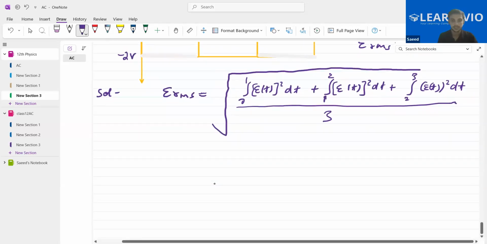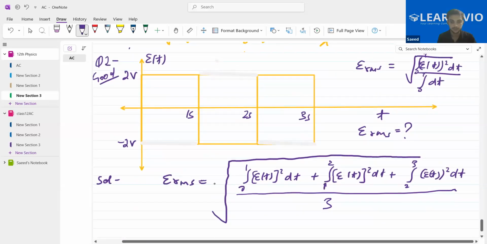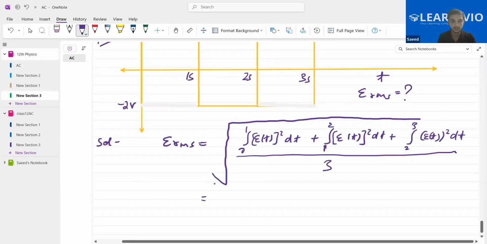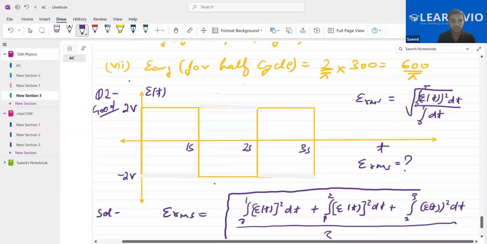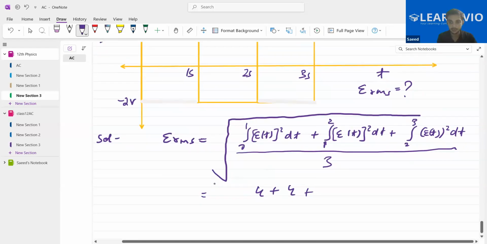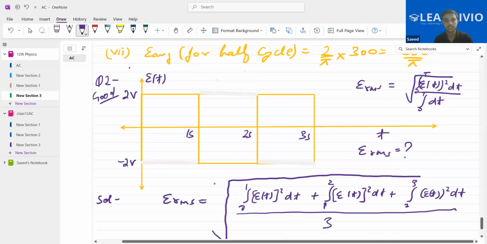Understood? Now see, for the definition, from 0 to 1, the E of t is 2. Yes or no? In the time 0 to 1, the E of t is 2. Its square you will find to be 4. The next, it is minus 2. You will again find it to be 4. For the next 2 to 3 seconds, it will again be 4. You will find it to be 4, under root. It will be nothing but 12 by 3, and you get it as 2. 2 ampere. This is how we calculate the ERMS.